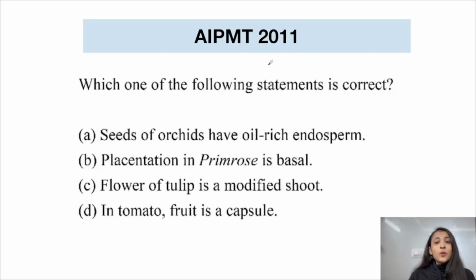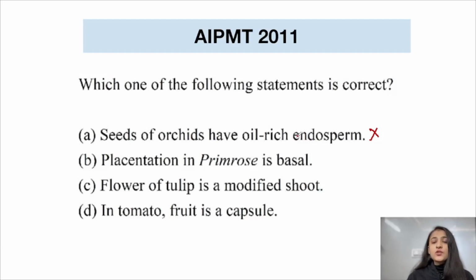Now this question is from AIPMT 2011. Which one of the following statements is correct? We have to tell. So option number 1 says seeds of orchids have oil-rich endosperm. This statement is incorrect. Seeds of orchids do not have endosperm.